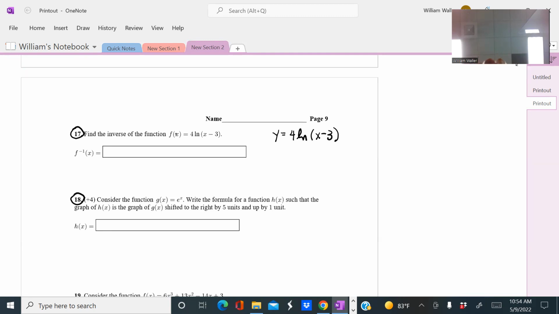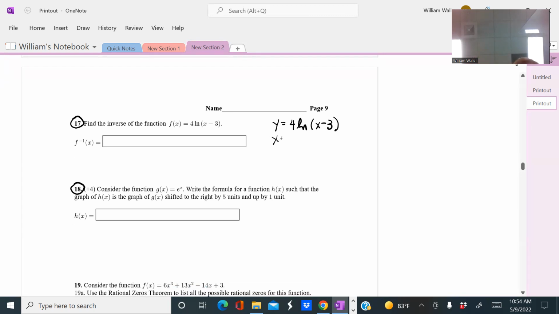And now what's the strategy for finding inverses? What were the steps? Swap the x and the y. So I get x is equal to 4 times the natural log of y minus 3. And now you take that new equation and solve it for y. So here we are in this position of getting the y out of the natural log. And we know we're going to do that eventually by using an inverse, right? At some point, I'm going to have to apply the inverse of natural log.